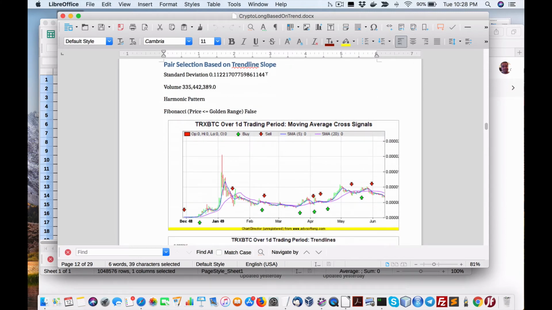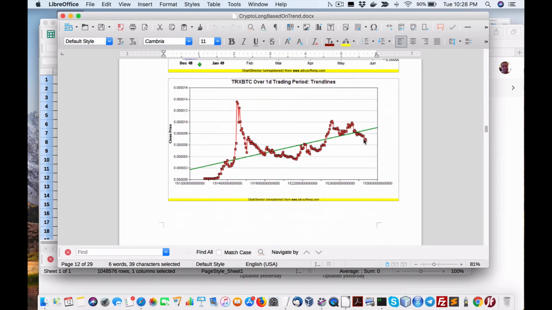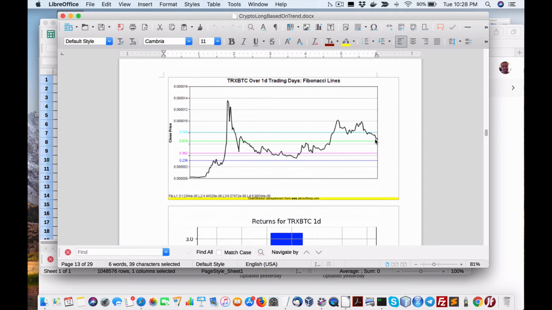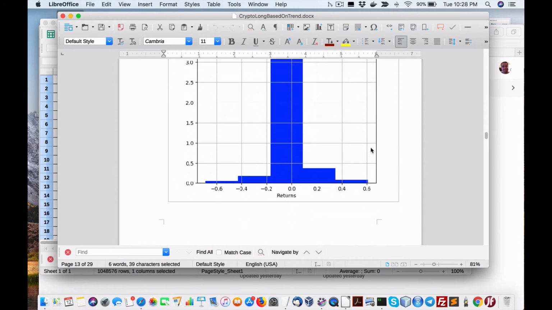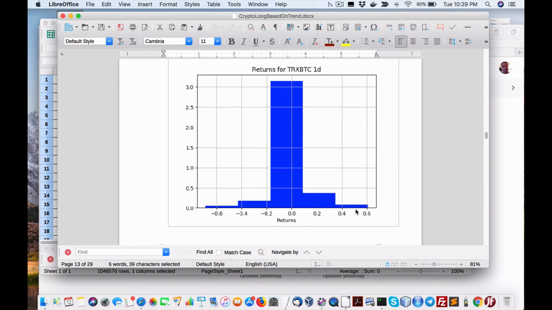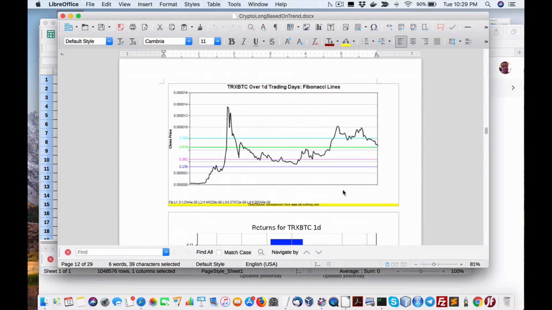Here we have a higher volatility for TRX BTC. Volume's very heavy, which is good. Fibonacci is overpriced. Trend is not a lot steeper than most other ones. It was very close to our trend, and again, you see a heavier concentration of negatives, but that one's a little tough to say.